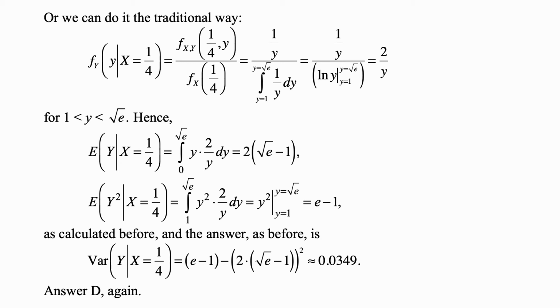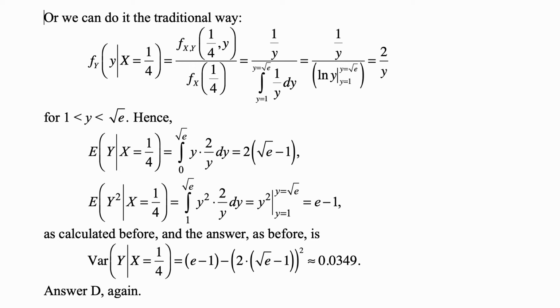And therefore the expected value of y, given that x is equal to 1/4, is the integral from 1 to square root of e of y times 2 over y dy. And that's just 2 times square root of e minus 1. And the second moment is the integral from 1 to square root of e of y squared times 2 over y dy. And that's the integral of 2y, so it's y squared, evaluated from y equal 1 to y equal to square root of e, so this is e minus 1.